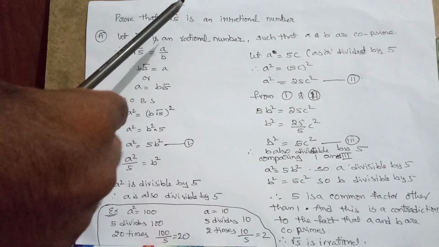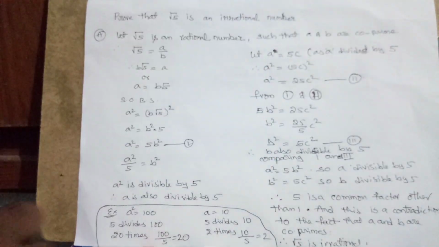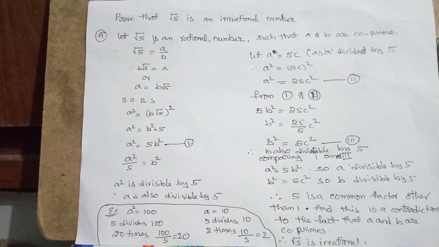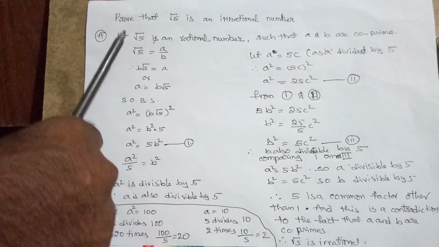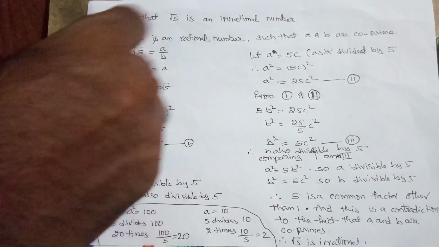First, I am going to take two co-prime numbers. What are the co-prime numbers? 11 and 13 are co-primes. 17 and 19 are co-primes. Just this, with one as a difference. Therefore, root 5 actually is an irrational number.